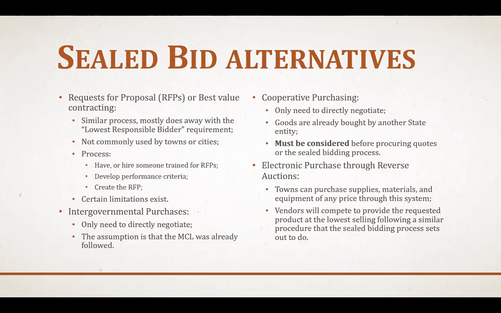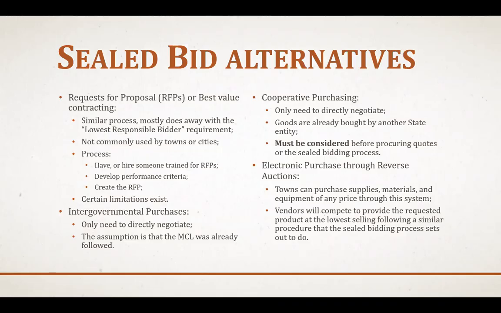As for electronic auctions, or electronic purchases through reverse auctions, it's assumed that the town is going to find the lowest price because the town can purchase supplies, materials, and equipment of any price through the system. What it does is that vendors will compete to provide the requested product at the lowest selling price, following a very similar procedure to what the sealed bidding process sets out to do.